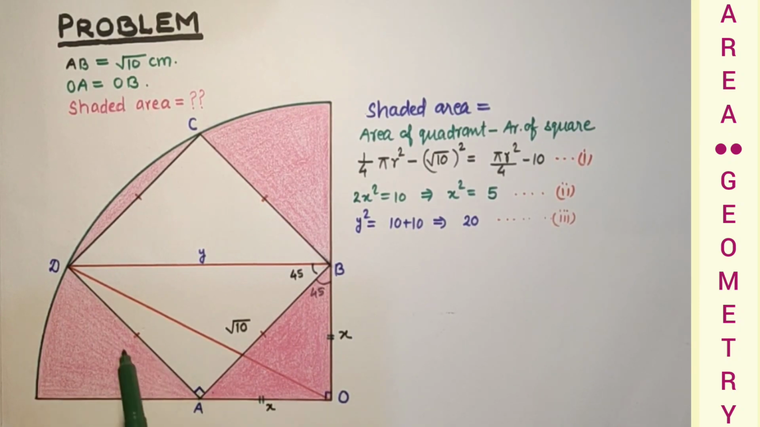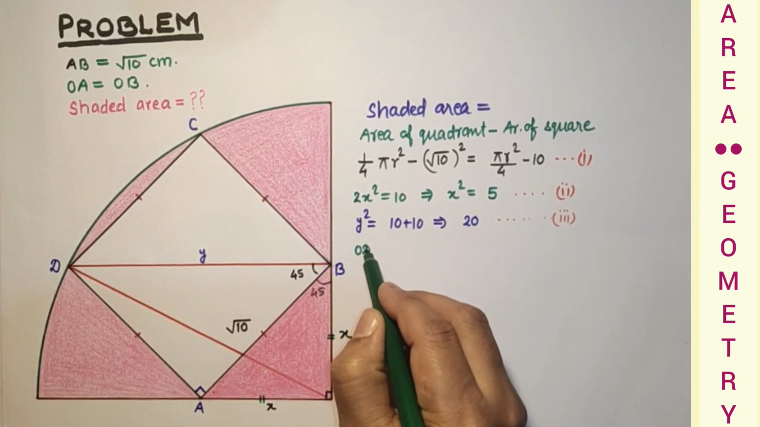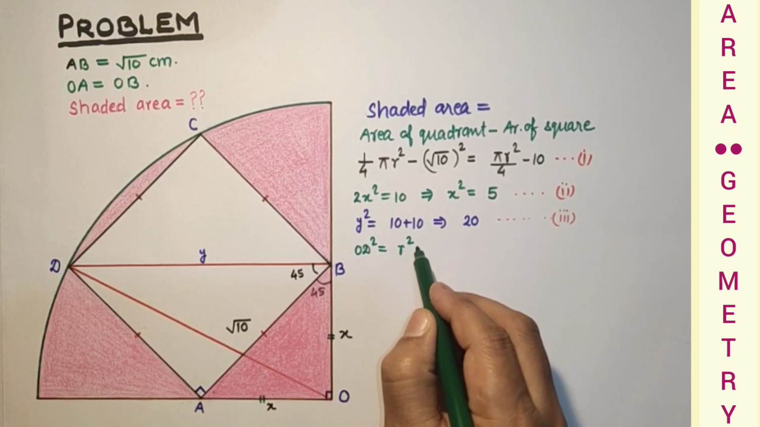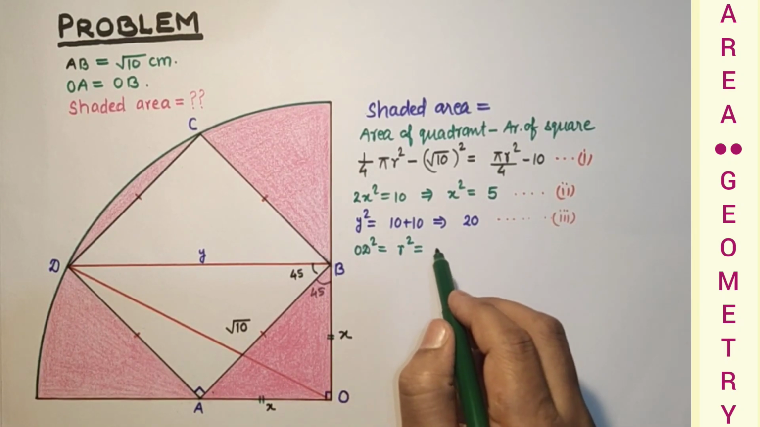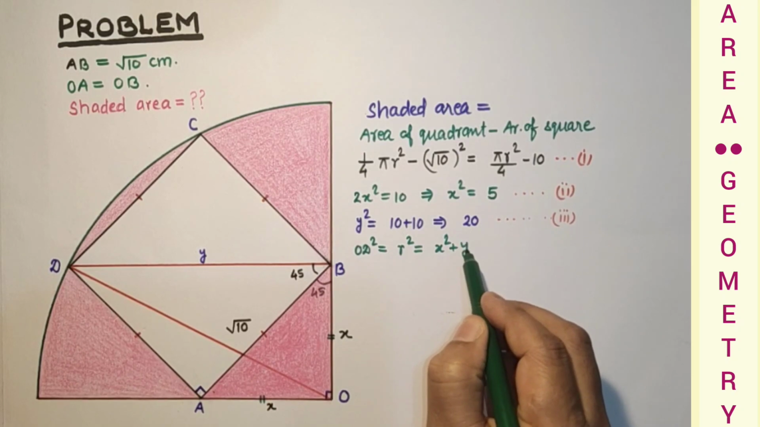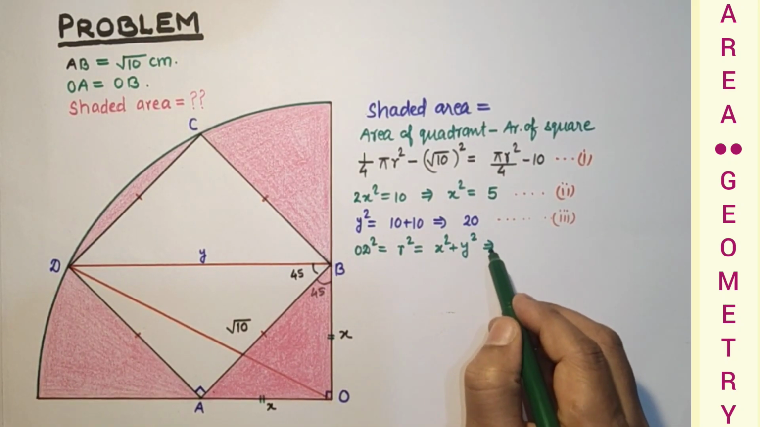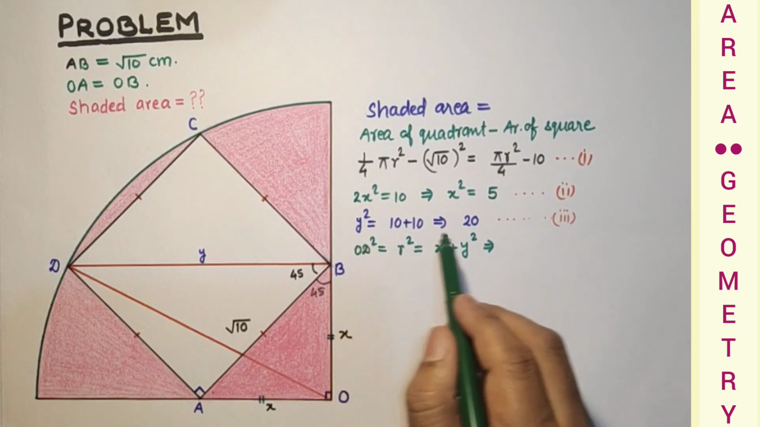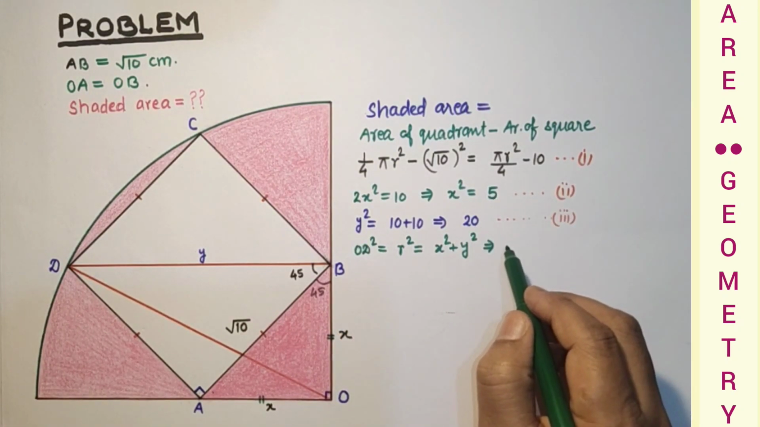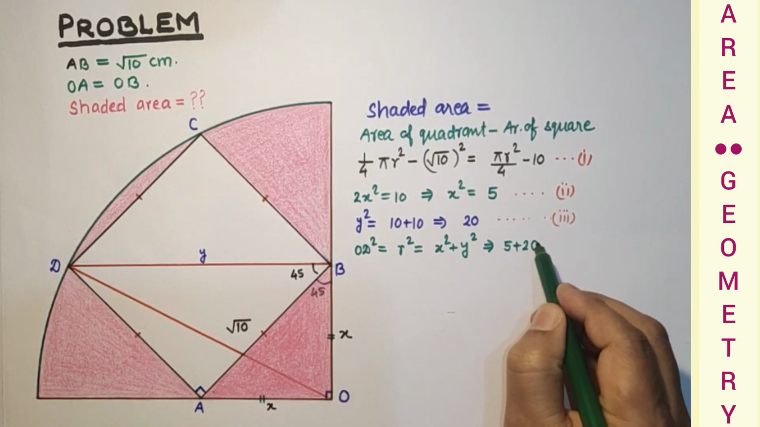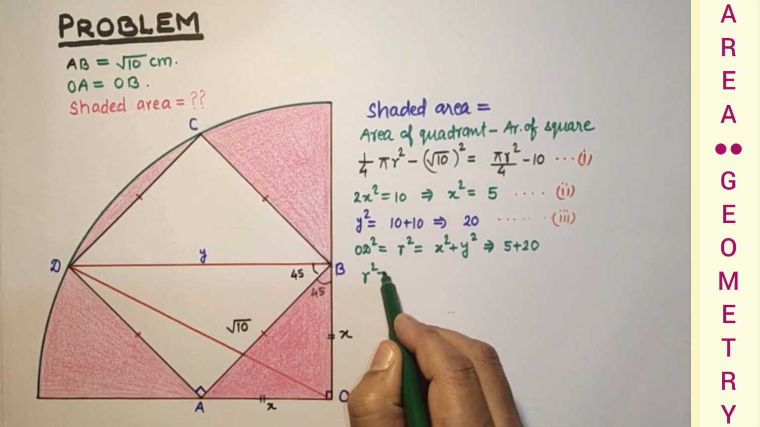Now in triangle ODB, using again Pythagorean theorem, OD, which is the radius from the center to the circumference, is the radius of the quadrant. So OD square is equal to OB square plus BD square. So OD square, which is radius square, is OB square, that is x square, plus y square. If we substitute x square as 5 and y square as 20, then r square we are getting 5 plus 20, and then we found r square as 25.